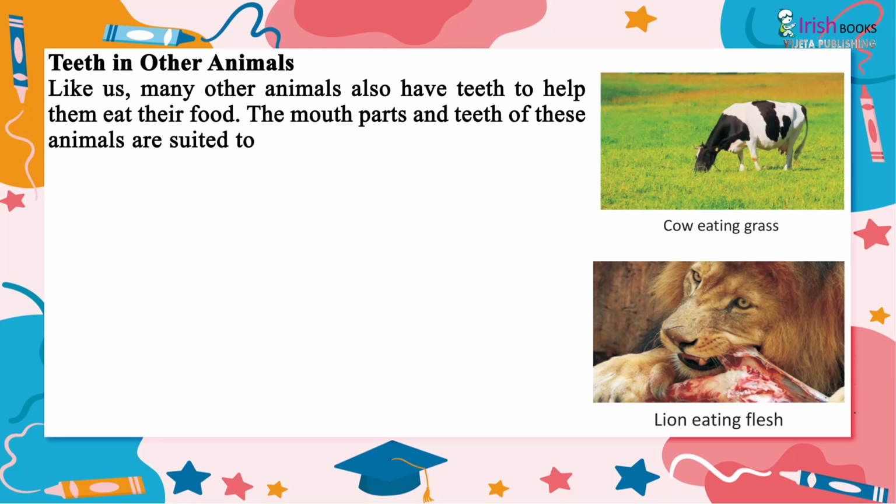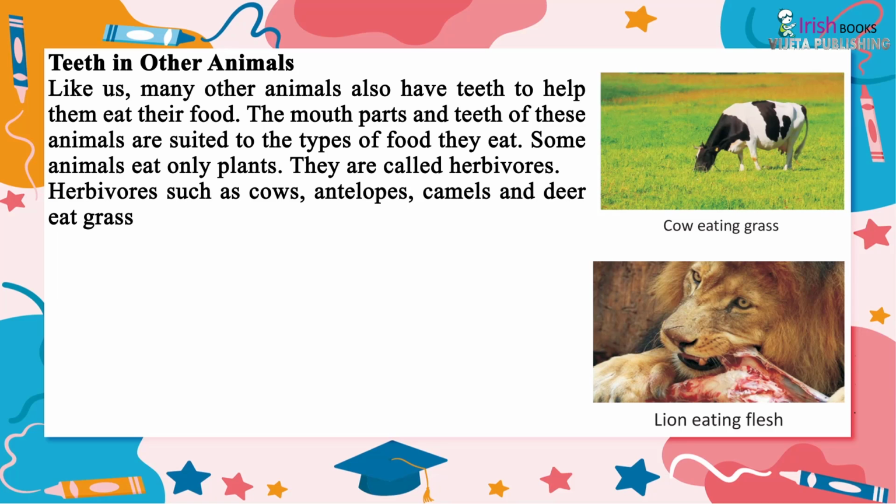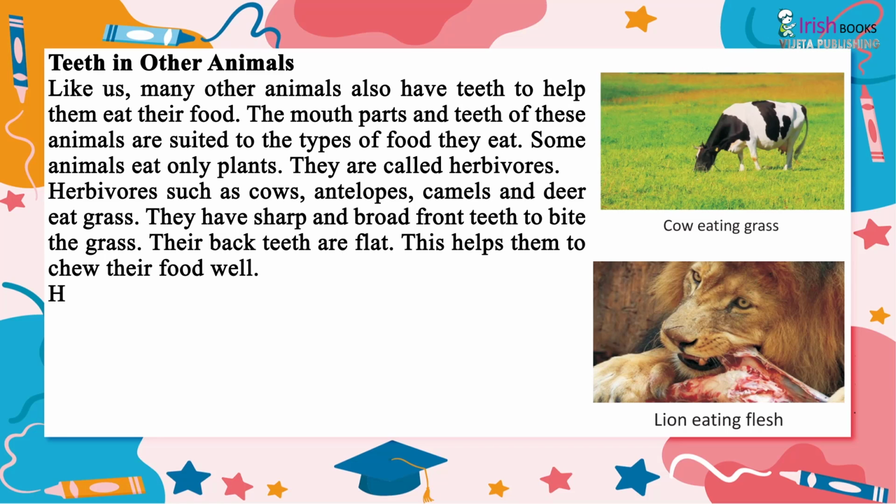These animals are suited to the types of food they eat. Some animals eat only plants. They are called herbivores. Herbivores such as cows, antelopes, camels, and deer eat grass. They have sharp and broad front teeth to bite the grass. Their back teeth are flat. This helps them to chew their food well.